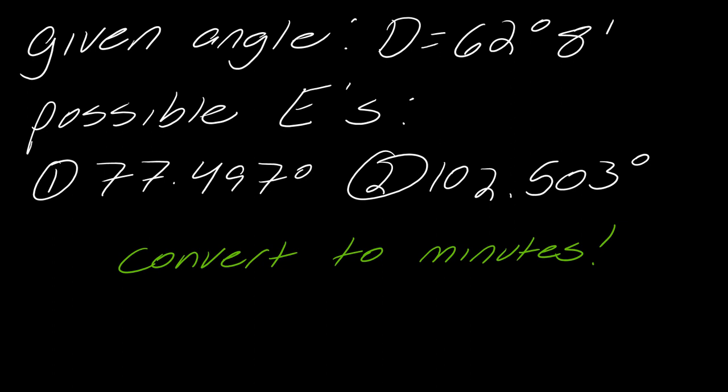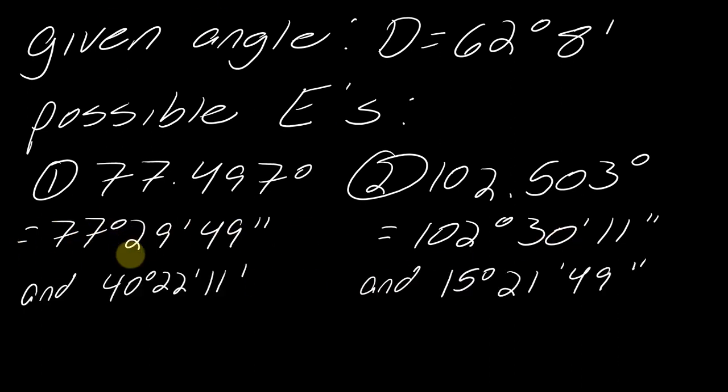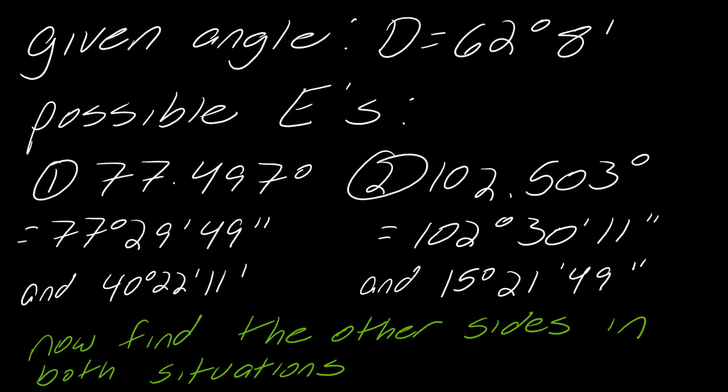So one thing I'm going to do here is convert these to minutes before I move on. Like I said, I was being a little sloppy here, so I've converted both of these to minutes. And then the other angle, I've converted everything to minutes and seconds, so I'm all squared away here. So now I've got to solve these different triangles. We're going to find the other sides in both of these situations.